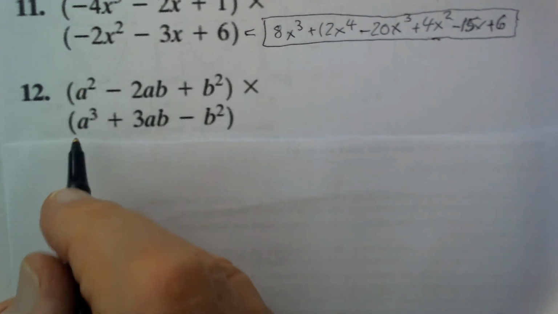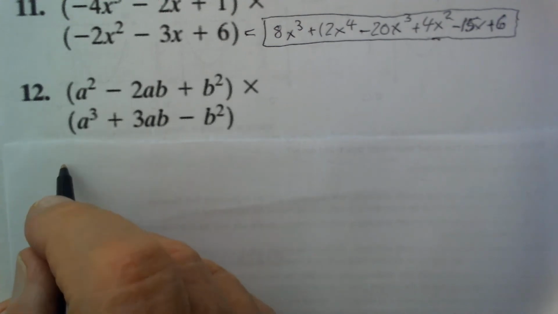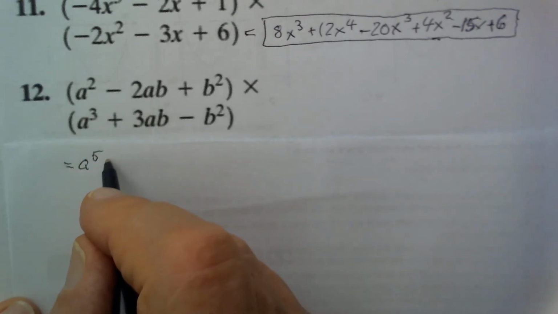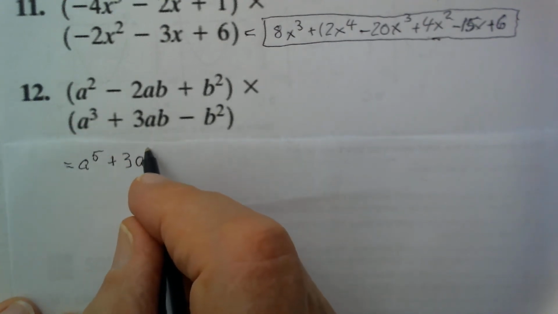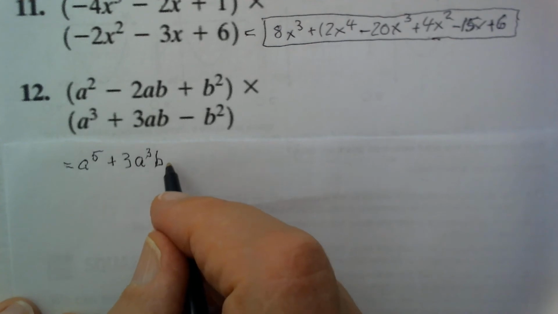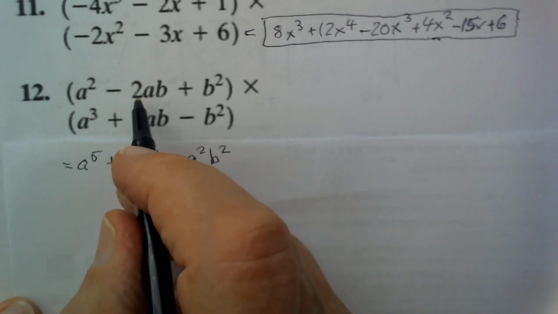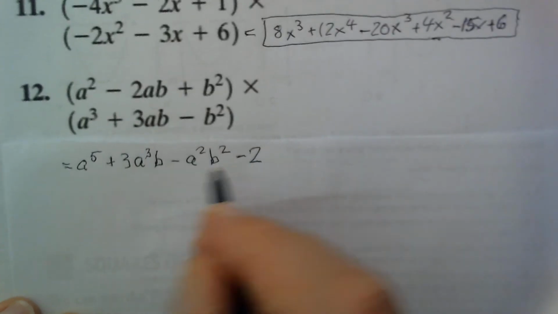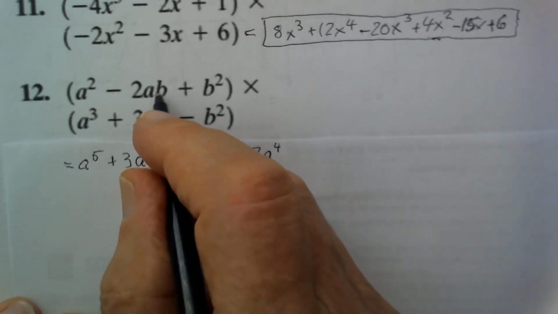So we multiply a squared times a to the third. And so using the product rule for exponents, it's a to the fifth. A squared times 3ab, so it would be 3 times a times a squared, that's 3a to the third b. And then a squared times minus b squared is minus a squared b squared. Then we multiply minus 2ab times a to the third. So it's minus 2, and a times a to the third is a to the fourth, and then this times b.